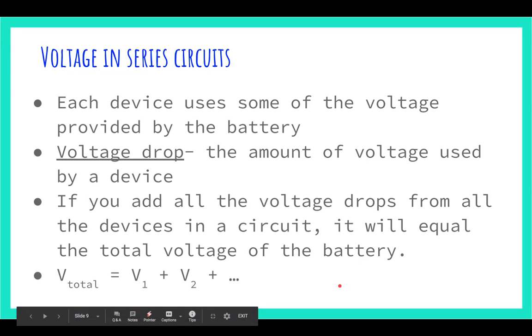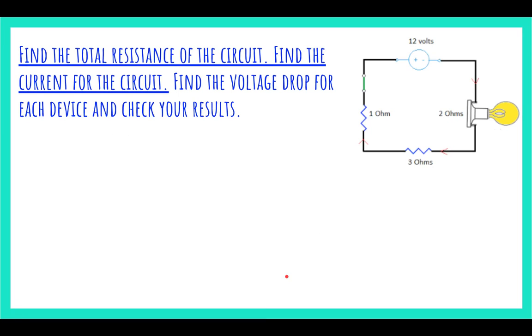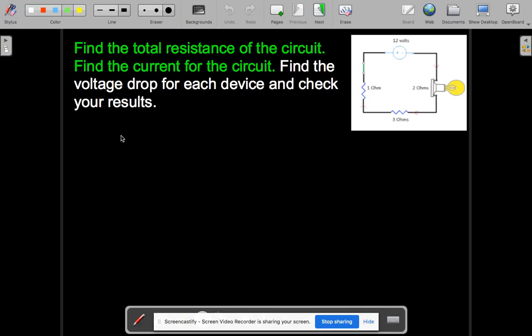Okay. So we just add the voltages up to get our total voltage, the voltage drop across each of the devices to get our total. Now we're going to look at some example problems. Okay, so let's look at the first example.